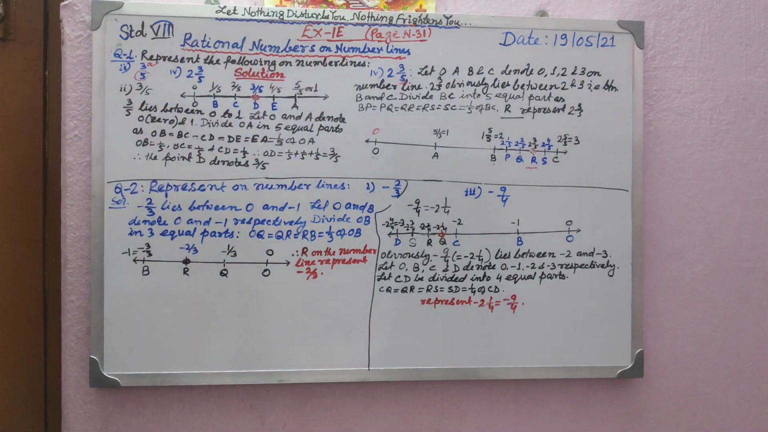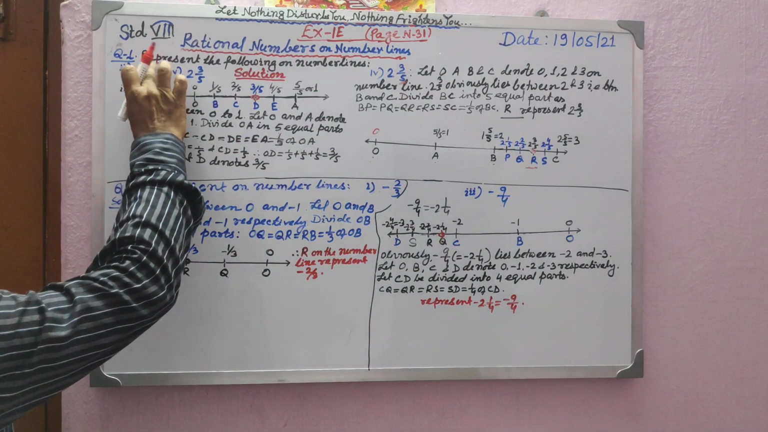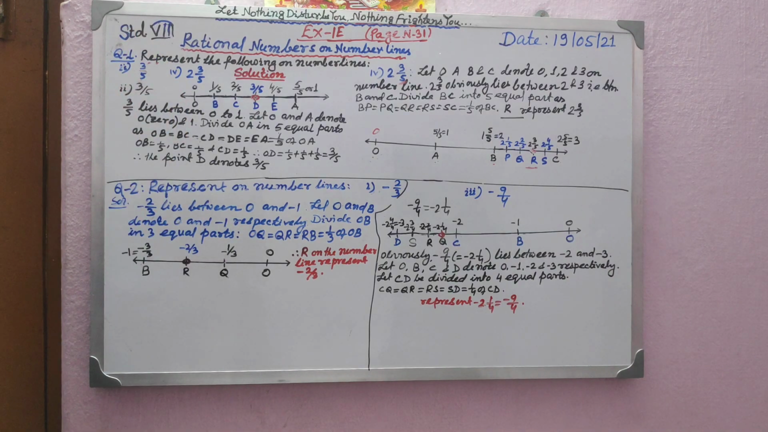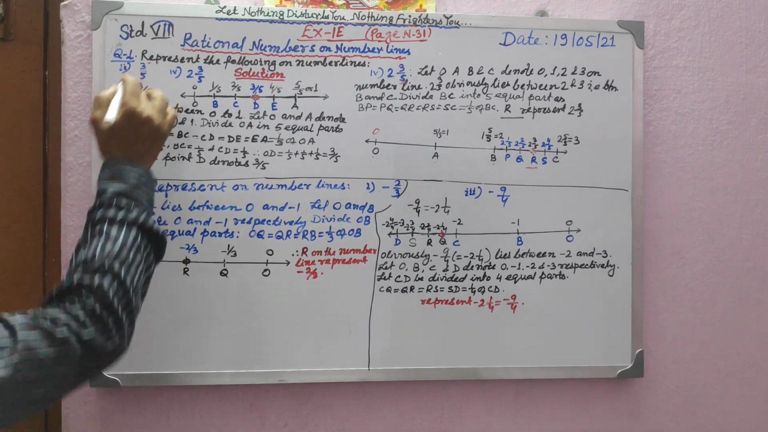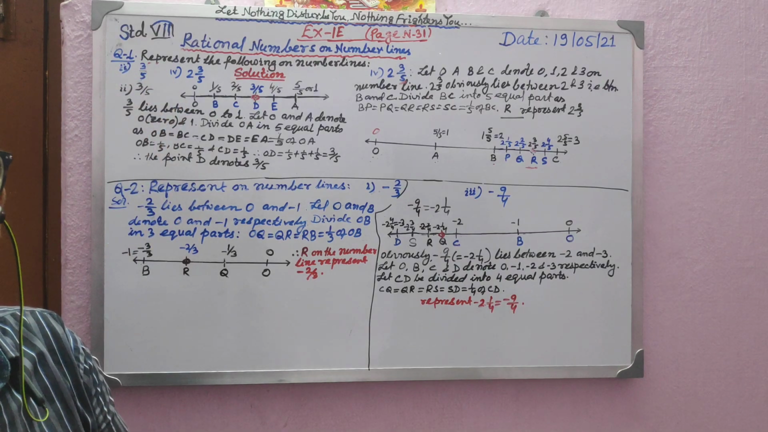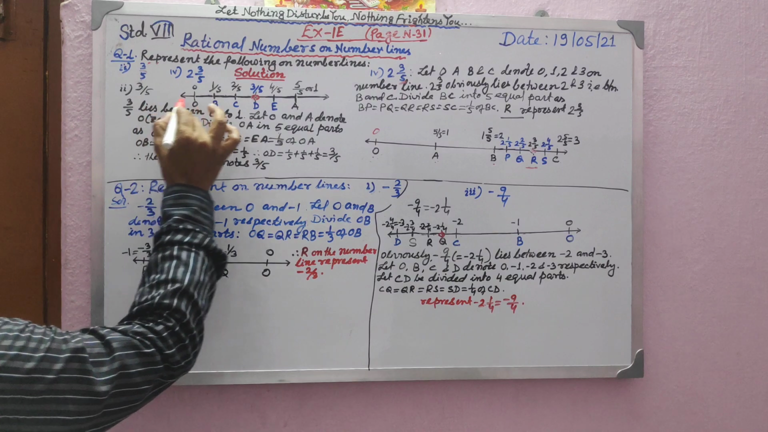Let us take an example from the exercise. It will be more clear. I have taken 3 by 5 from question number 1, the second one, and the fourth one, 2 whole 3 by 5. Firstly, 3 by 5 is a proper fraction. Therefore, its value will lie between 0 and 1. So draw a number line. You have drawn a number line.